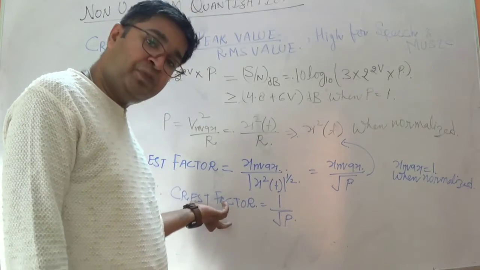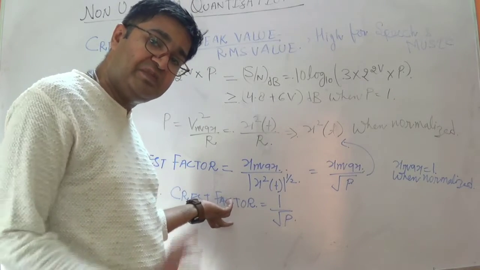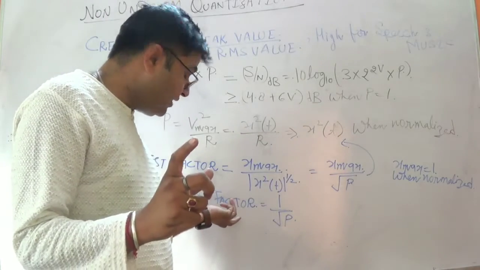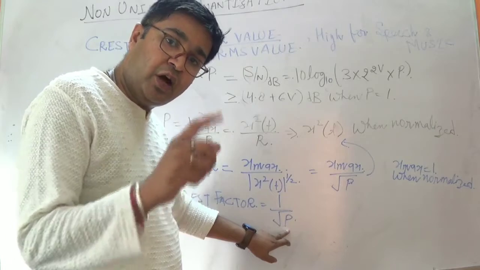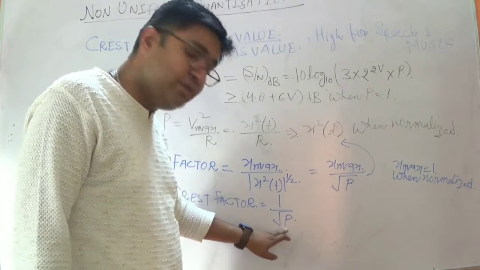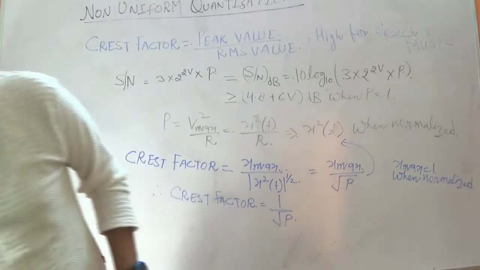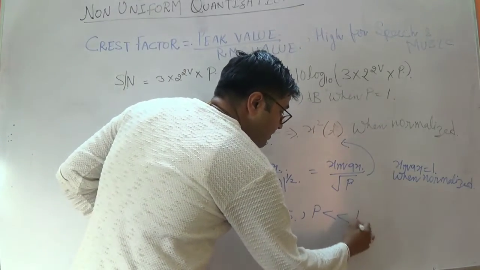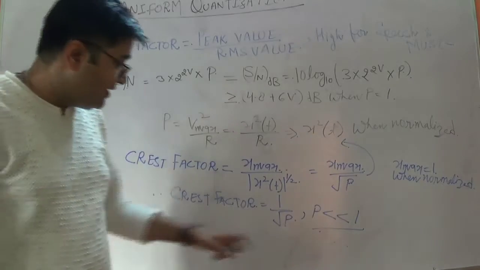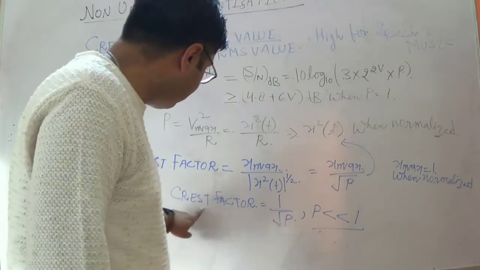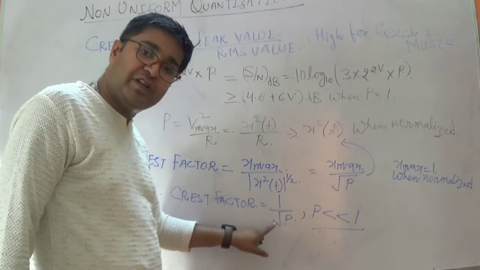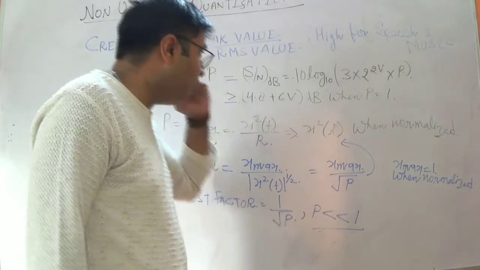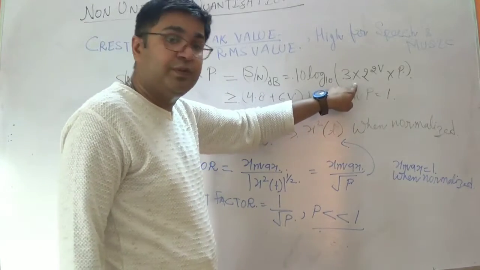If this is high, if you're talking about this one, it needs to be higher for speech and music signals. So if this needs to be higher, this needs to be on the lower side. So this P will be on the lower side, and it can be shown as P will be very less than 1. When P is very less than 1, the crest factor becomes high for speech and music signals. Now when we are taking P very less than 1, we are just using this value over there.